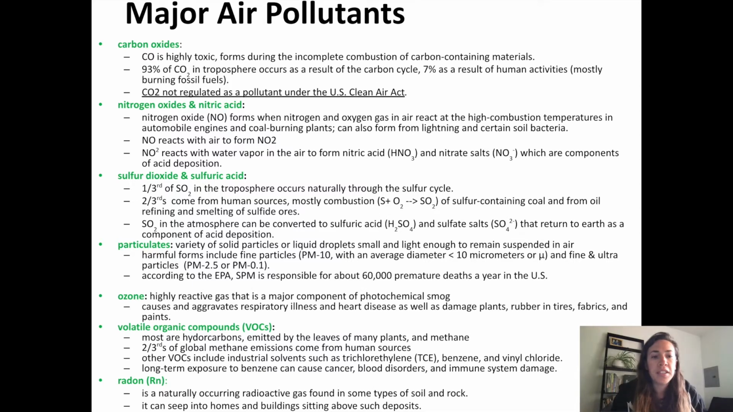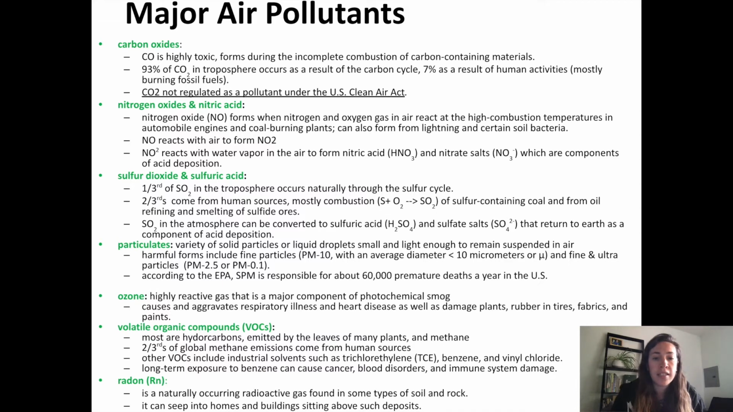Another major air pollutant is particulates. Particulates are any solid or liquid droplets that are small and light enough to remain in the air for a significant amount of time. We sometimes refer to these as aerosol materials. But they can be harmful to human health because they are quite small. The EPA lists particulate material from average size of about 10 microns to 2.5 microns, which is considered fine, to 0.1 microns, which is considered ultrafine.